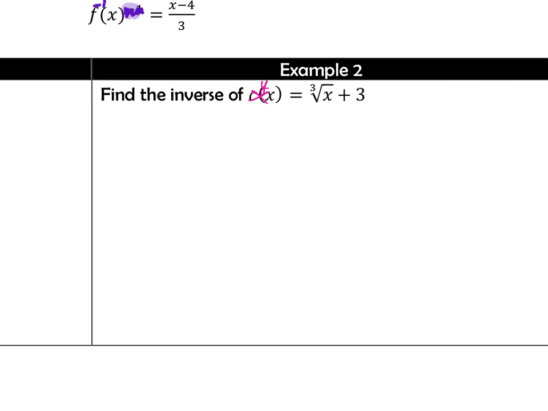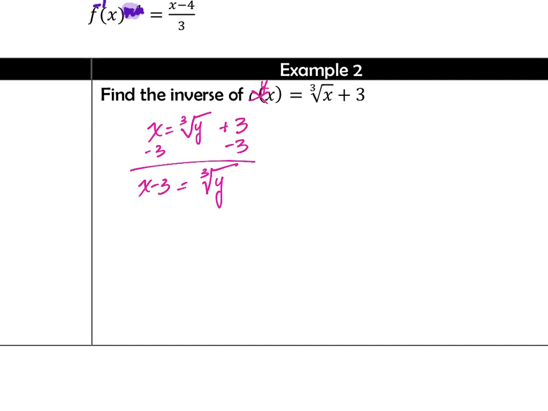Jacqueline and Celeste. Jacqueline's already been in here. Here's Celeste. Okay. So I'm going to switch my x and my y. So this becomes x equals the cubed root of y plus 3. So I need to get the cubed root by itself before I can do anything with that. So I'm going to subtract 3. And I've got x minus 3 equals the cubed root of y.